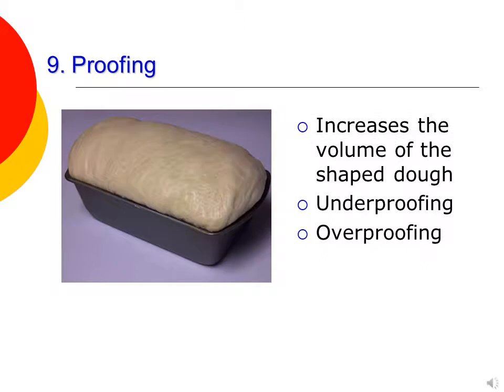Proofing is a continuation of the process of yeast fermentation that increases the volume of the shaped dough. Proofing temperatures are generally higher than fermentation temperatures. Underproofing results in poor volume and dense texture. Overproofing results in coarse texture and some loss of flavor.